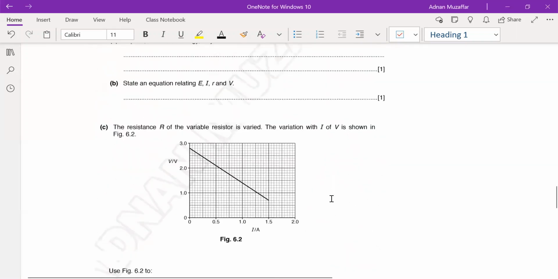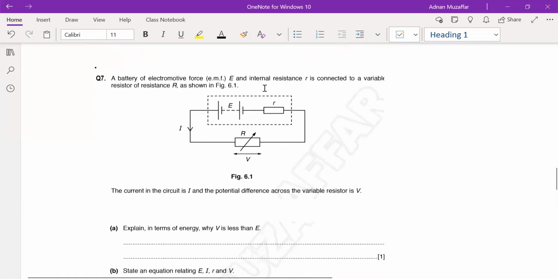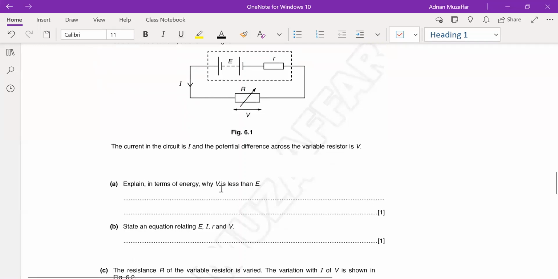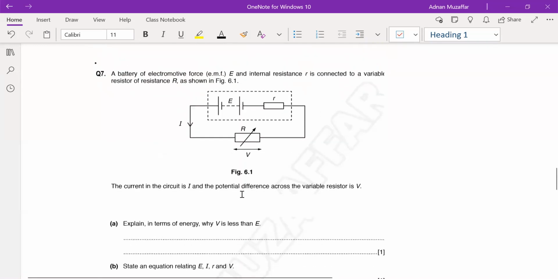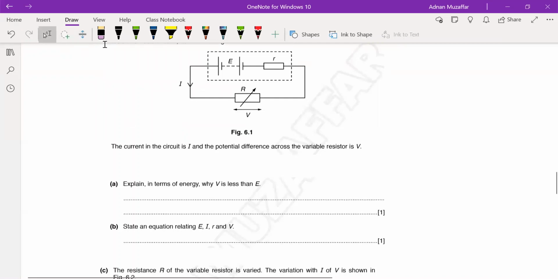Okay, this is a question. You can see it's 10 marks. A battery of EMF E and internal resistance R is connected to a variable resistance of R as shown in the figure. This is the setup which I just explained to you. The current in the circuit is I and the PD across the variable resistor is V. Explain in terms of energy why V is less than E.